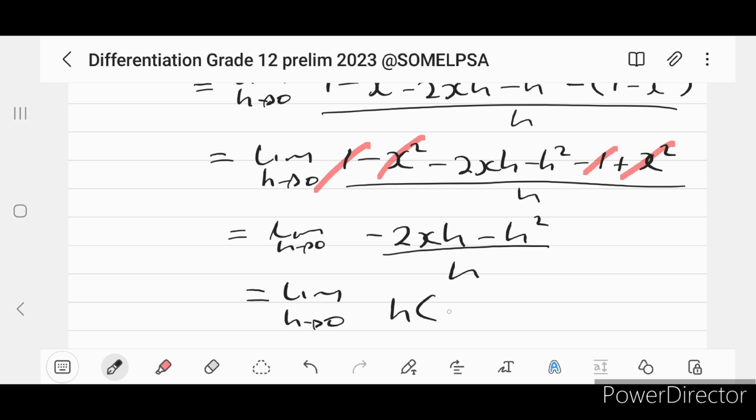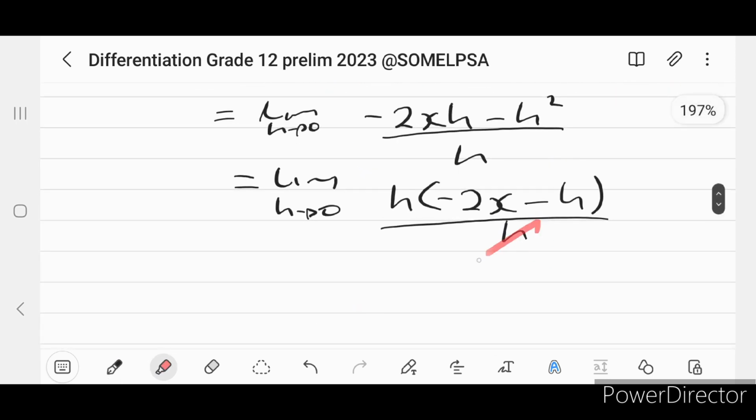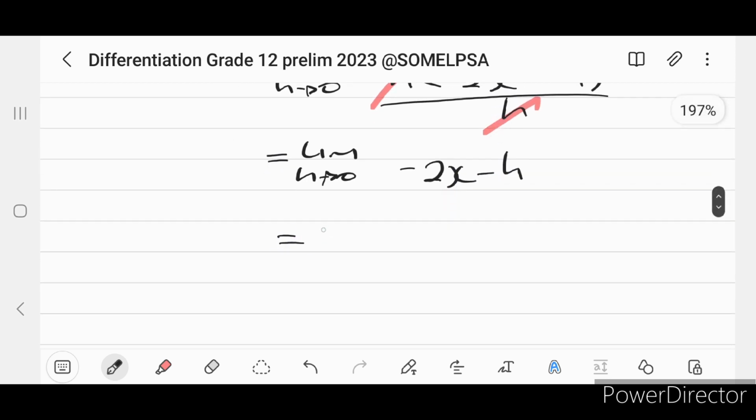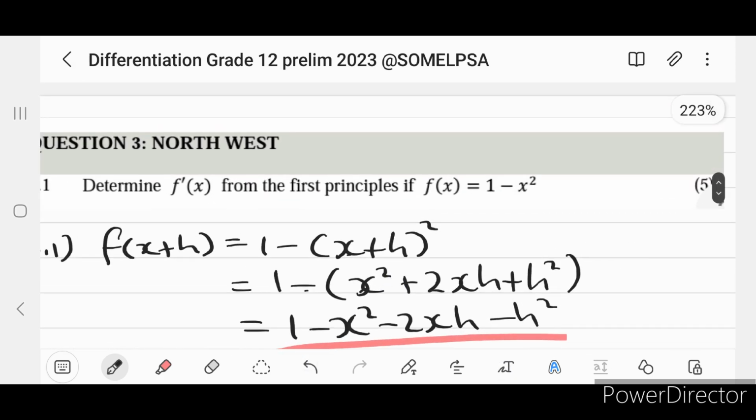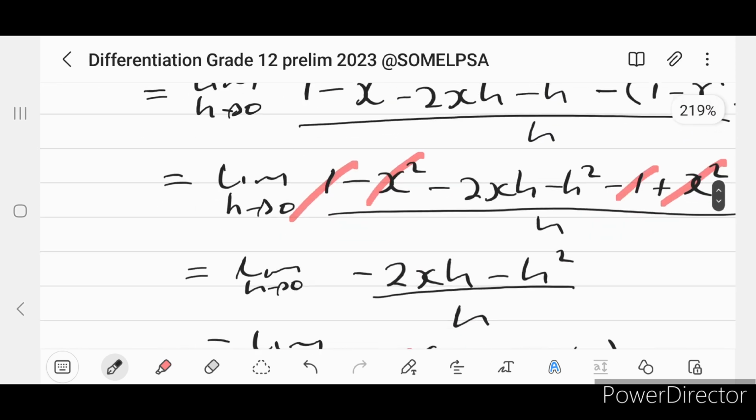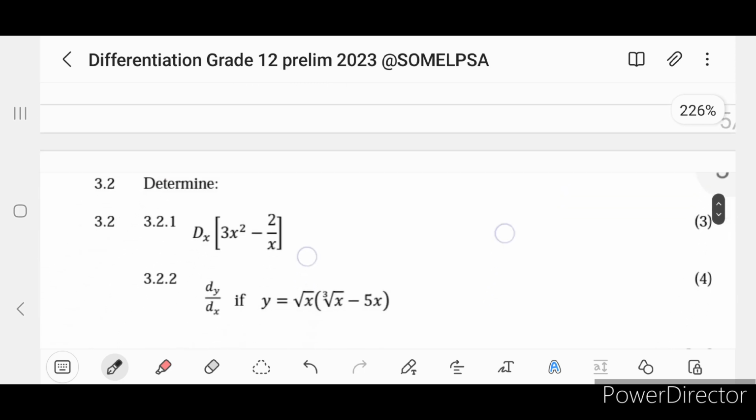So I take out h as a common factor. I'm left with negative 2x minus h over h. Therefore h cancels out. Limit as h approaches 0 of negative 2x minus h. Therefore, what happens? Negative 2x minus 0. That is negative 2x. That's my final answer. I go and check it. If I derive this, 1 becomes 0, and this times this is minus 2x. So the answer must be minus 2x, of which it is. Then I know that I'm done.